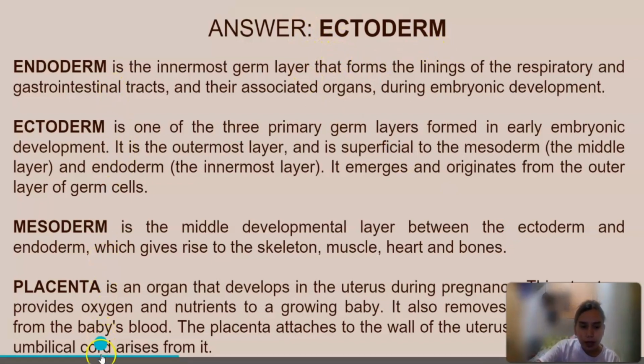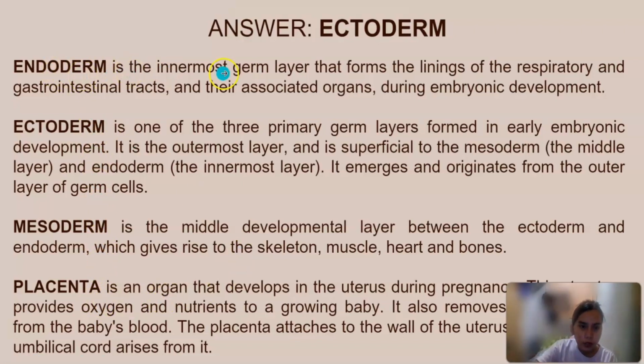As you can see here, I have placed some meaning for each of the choices. Let's start first with the endoderm. Endoderm is the innermost germ layer that forms the linings of the respiratory and gastrointestinal tracts and their associated organs during embryonic development. And for the ectoderm, which is the correct answer for question number 1, this is the correct answer because ectoderm is one of the 3 primary germ layers formed in early embryonic development. It is the outermost layer.